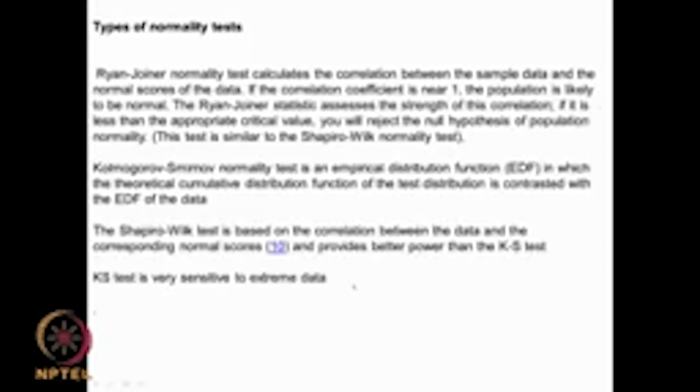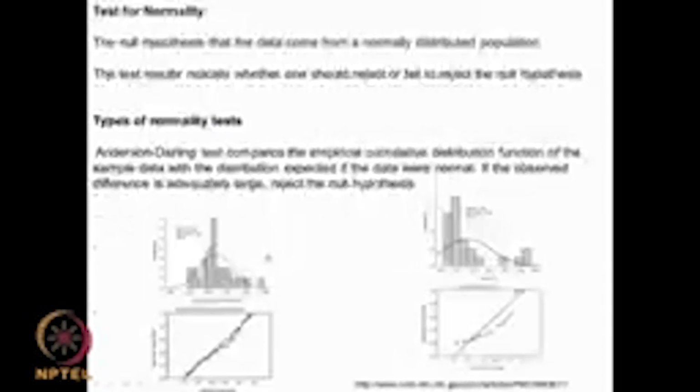Okay. Now in addition to this Anderson-Darling test, there are other tests like the Ryan-Joiner test, the Kolmogorov-Smirnov test, the Shapiro-Wilk test and so on. Okay. So in the Ryan-Joiner test, what it does is it calculates a correlation between the sample data and the normal data. Sample data could be normal or non-normal, and the normal data, and then if the correlation coefficient is very near 1, then we can say this particular data set comes from a normal population.